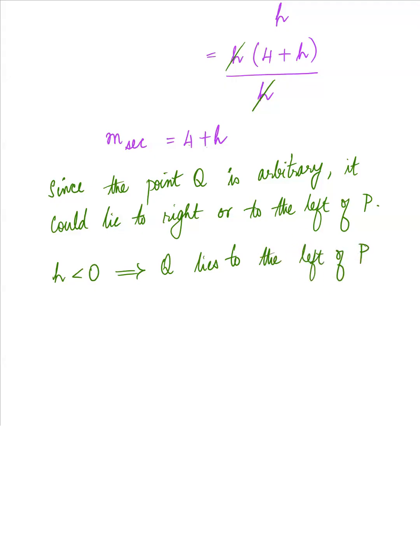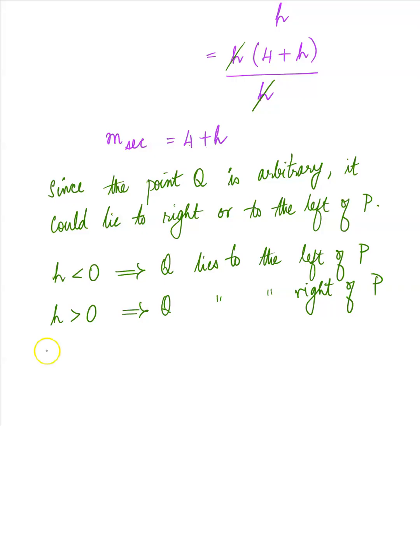If h is negative, that means your 2 plus h would basically be 2 minus something because the h was negative. So q will be to the left of p. And if h was positive, meaning it is more than 0, then q lies to the right of p. And that's what we mean by arbitrary. We don't know really where this will be.